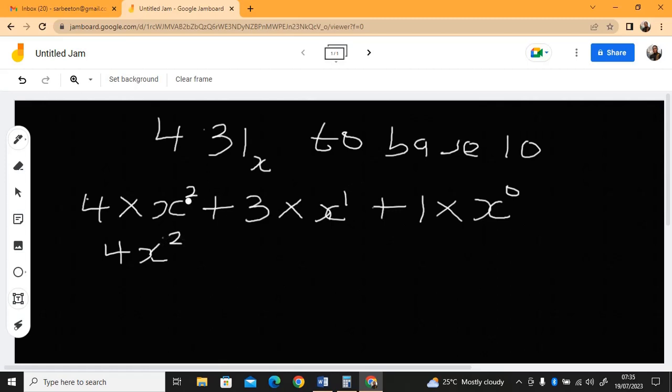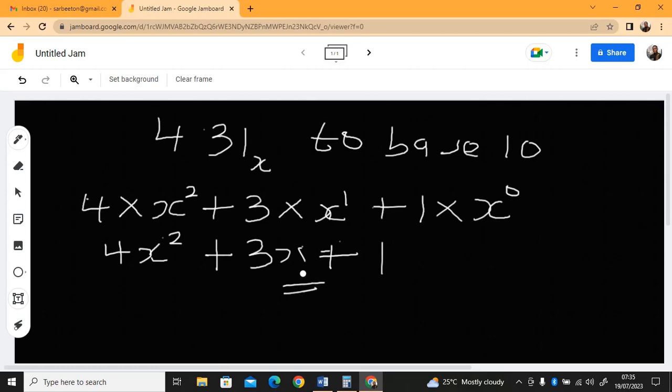3 times x raised to power 1 is x. So 3 times x, that will be plus 3x. Plus, now x raised to power 0, I told you any number, it can be a letter, raised to power 0 is 1. So 1 times 1 will give us 1. Plus 1. So this is your final answer.